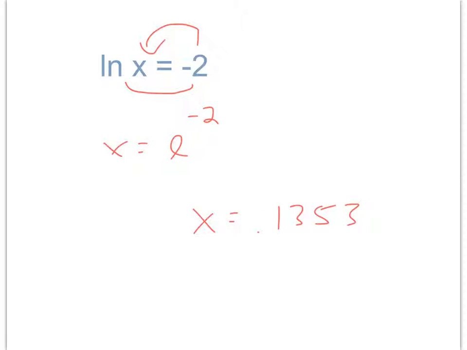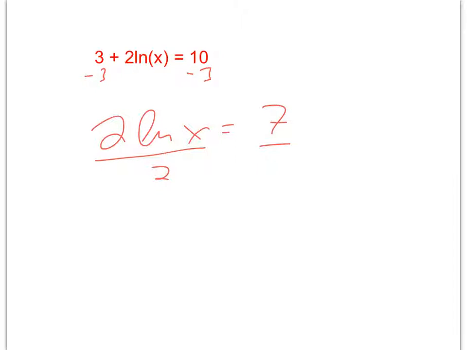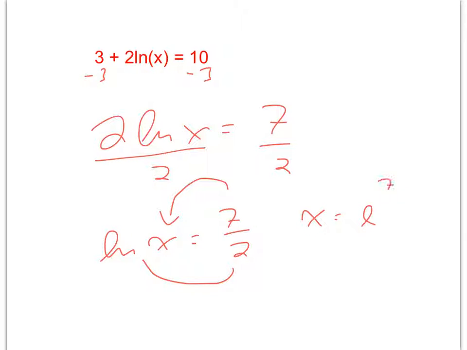Okay, this last one right here, again, we have a logarithmic equation with just the one log. In fact, we have an ln, a natural log base e. First thing I'm going to do is subtract 3 on both sides to get my log by itself. So I have 2 ln x is equal to 10 minus 3, which is 7. Divide by 2, divide by 2. So I now have ln x is equal to 7 halves. I'm going to exponentiate. e to the 7 halves power is equal to x. So x equals e to the 7 halves.